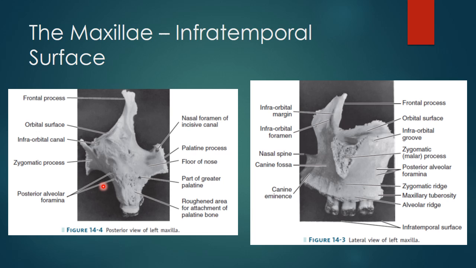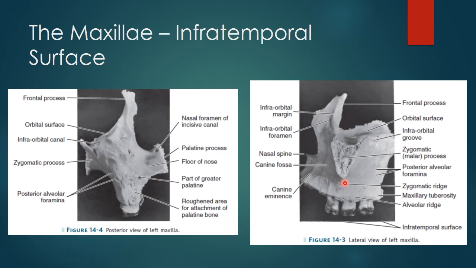The infratemporal surface is bounded above by the posterior edge of the orbital surface here. Inferiorly and anteriorly, it is separated from the anterior surface by the zygomatic process and the zygomatic ridge. Again, the zygomatic ridge runs from the inferior border of the zygomatic process to the alveolus of the maxillary first molar, just like here.